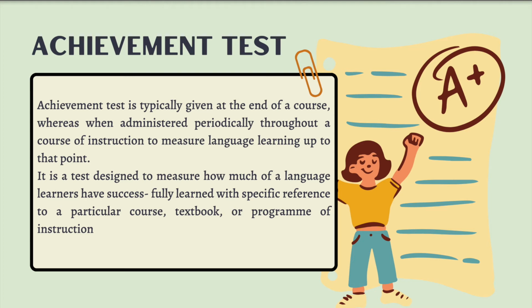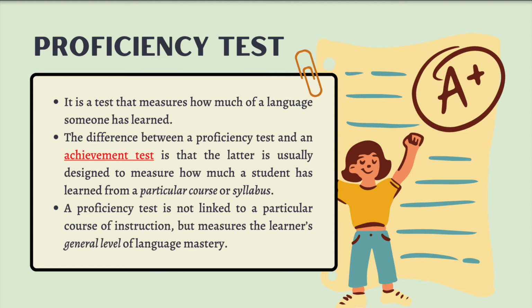The next type is proficiency test, that can be defined as a test that measures how much of a language someone has learned. The difference between a proficiency test and achievement test is that the latter is usually designed to measure how much a student has learned from a particular course or syllabus. A proficiency test is not linked to a particular course of instruction, but measures the learner's general level of language mastery. So now let's explain more the things mentioned on this slide.